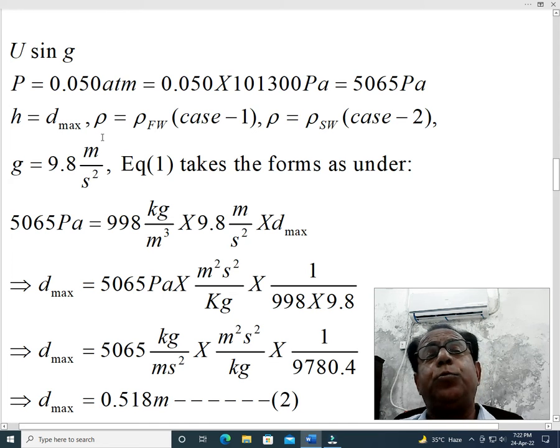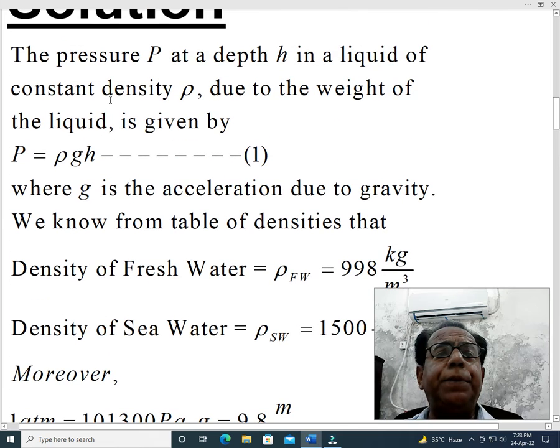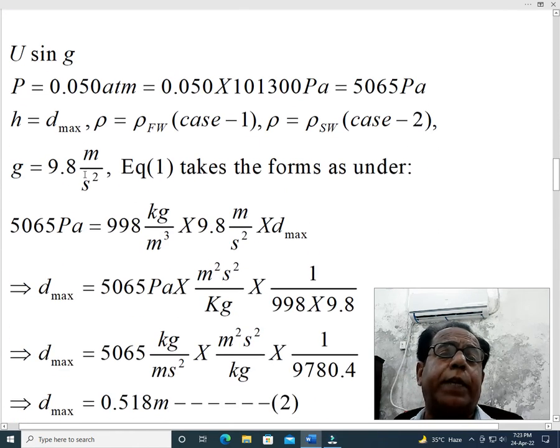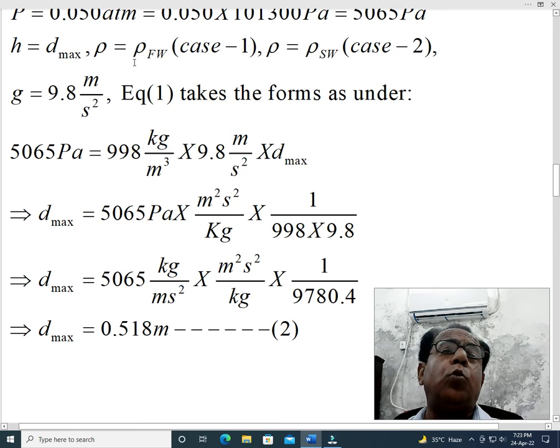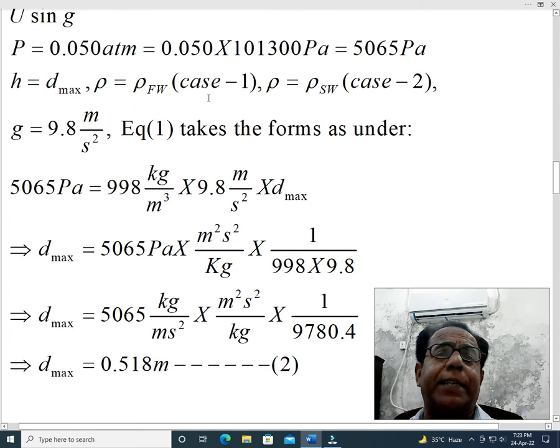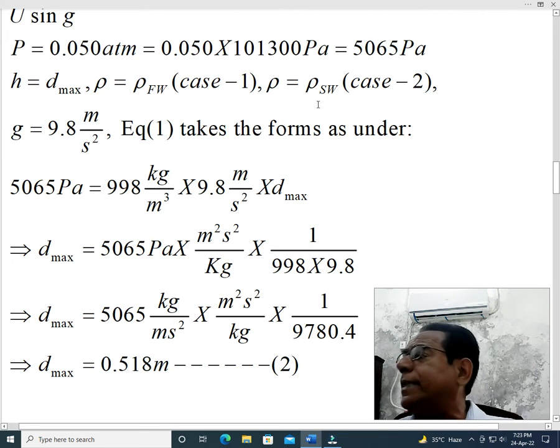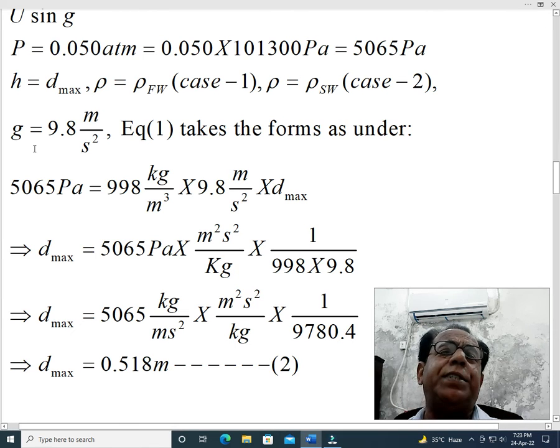Moreover, dear students, density rho which appears in equation number 1 has two values with respect to this problem. One is the density of fresh water and the other is the density of sea water. So rho equal to rho fresh water is case 1 and rho equal to rho sea water is case 2. Two cases have emerged as a result of these two densities. Moreover, g is equal to 9.8 meter per second square, we know.